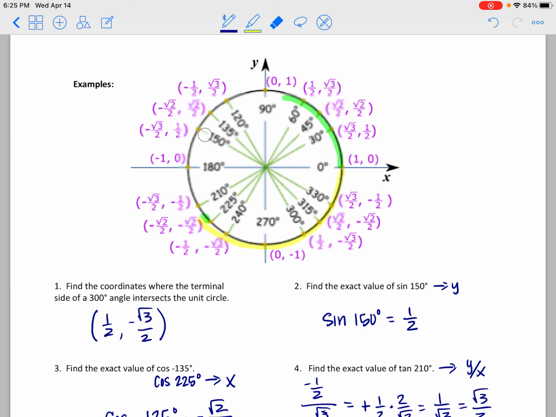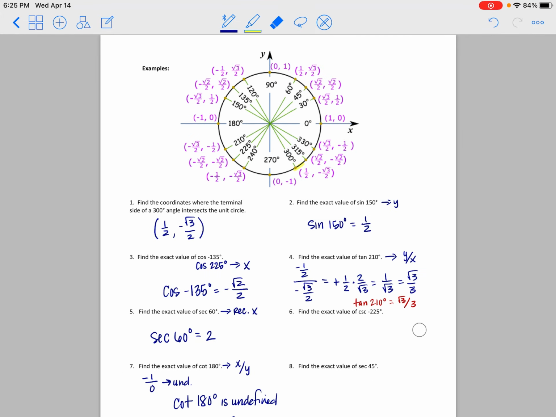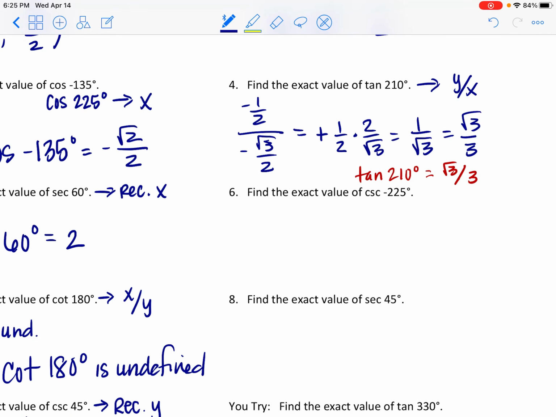So now I forgot what we were looking at. Negative 225, that is the same as the cosecant of positive 135. And the cosecant is the reciprocal of sine. Sine is y, and so this is going to be the reciprocal of y.